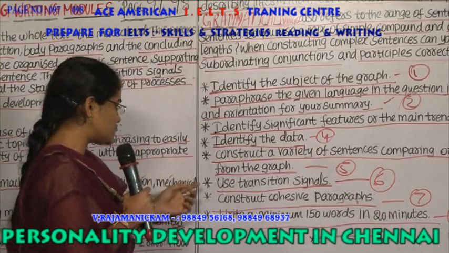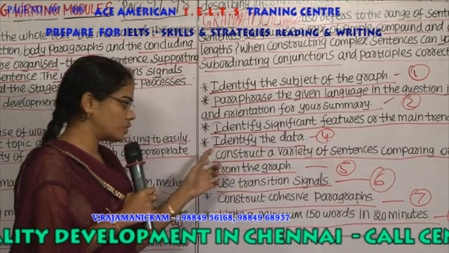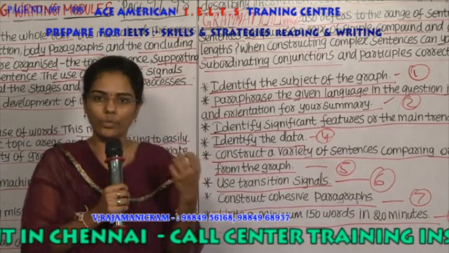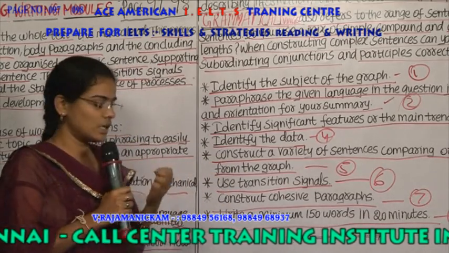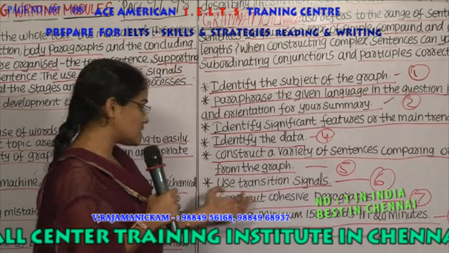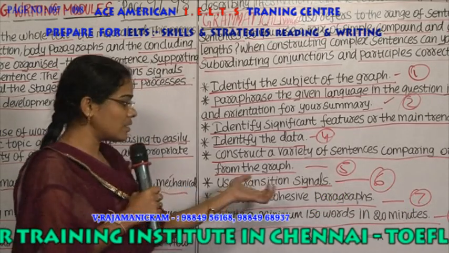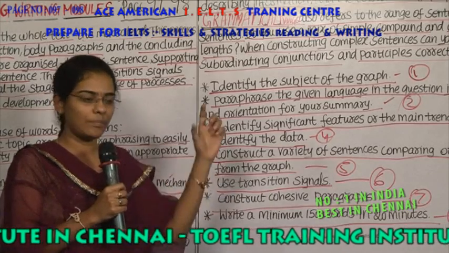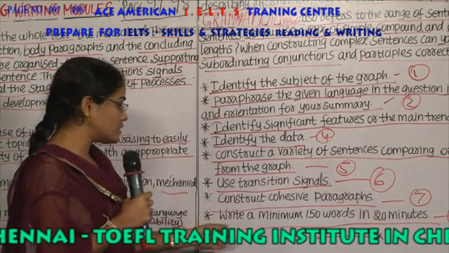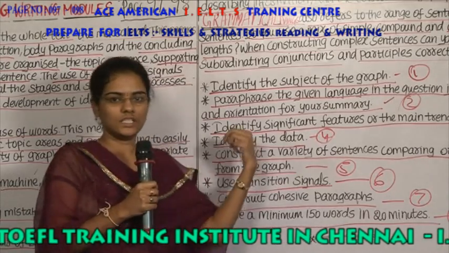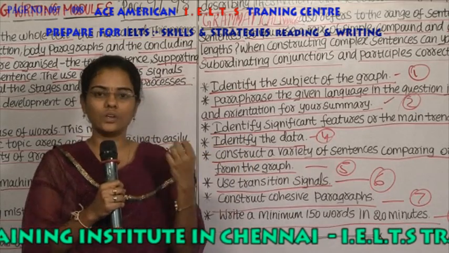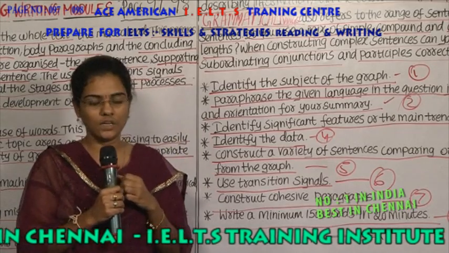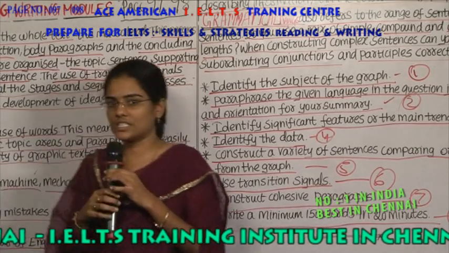Then next one is to form the graph. How to form it? Use transition signals. Then next, construct the paragraphs. You can construct the paragraphs step by step, and we can write the essay with a minimum of 150 words within 20 minutes. This is the structure for writing that essay.